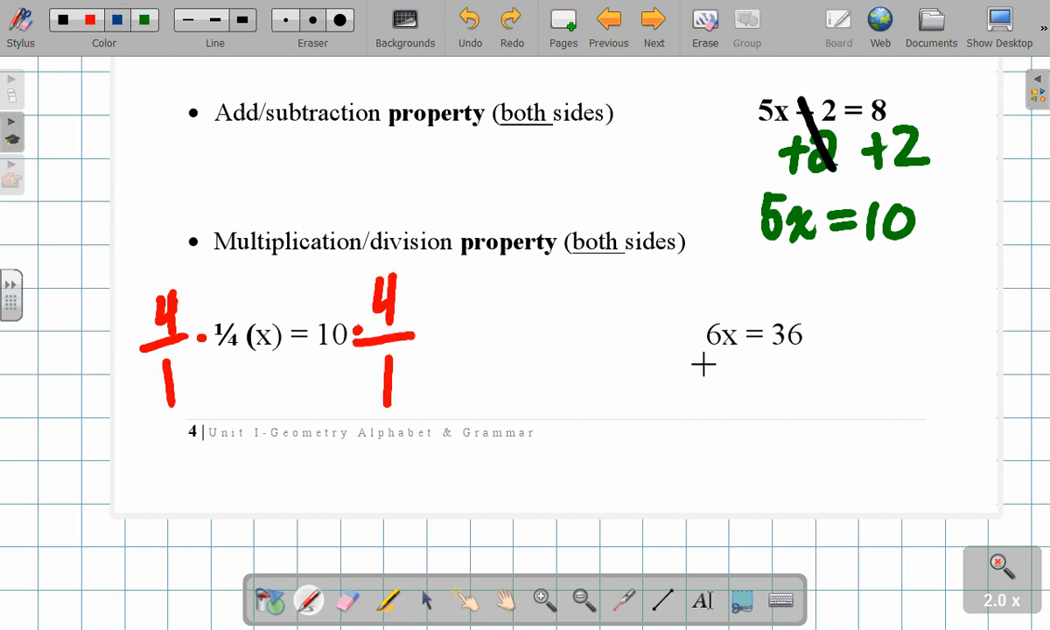I multiply both sides. I divide both sides. That's the multiplication, division, property. I've seen this before. That's why I'm starting with algebra truth.